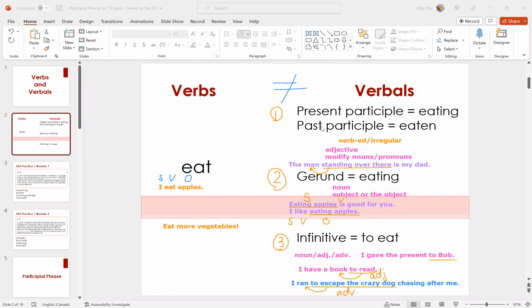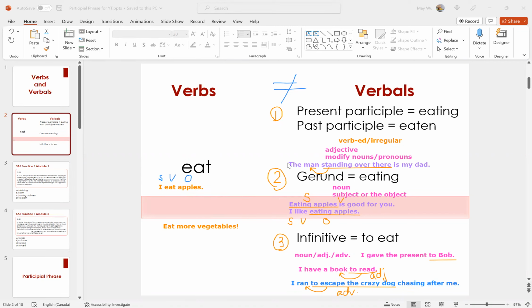All right, so as you can see, do not mistake verbals for verbs. Otherwise, you would end up with very strange sentence structure. So let's just plug in the verbals into the verb and see whether the sentence still works. I eating apples, that is not a sentence. I eaten apples, that is not a sentence. I to eat apples, and that is not a sentence. So verbals are never verbs.